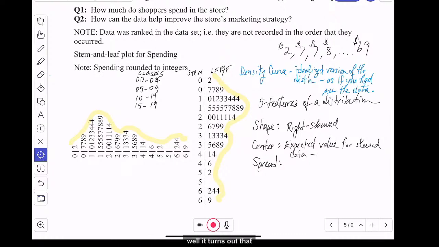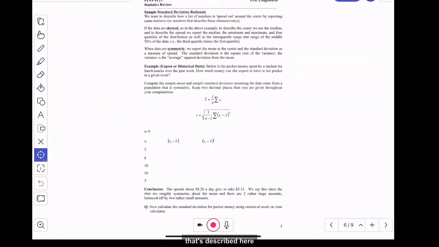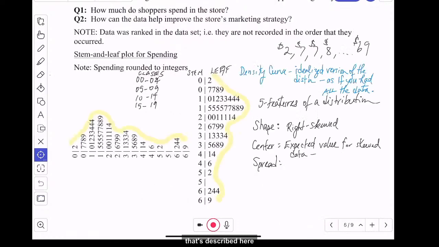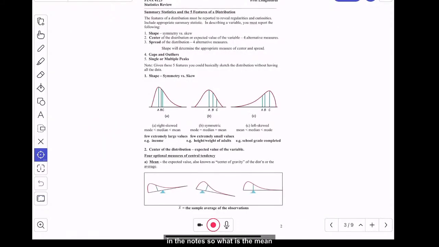Well, it turns out that whereas most of the time people will say just calculate the average as the expected value, that doesn't work for data that are skewed. Right, Daniel says propose the mean, but that doesn't work for data that are skewed. That's described here in the notes. So what is the mean?